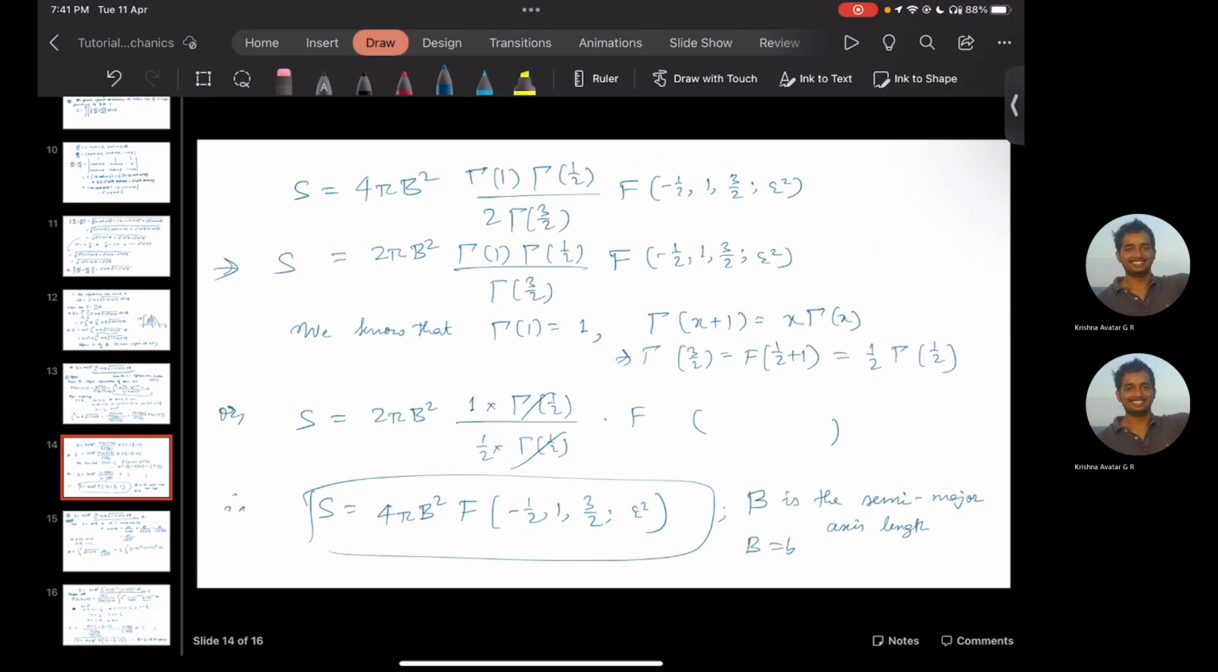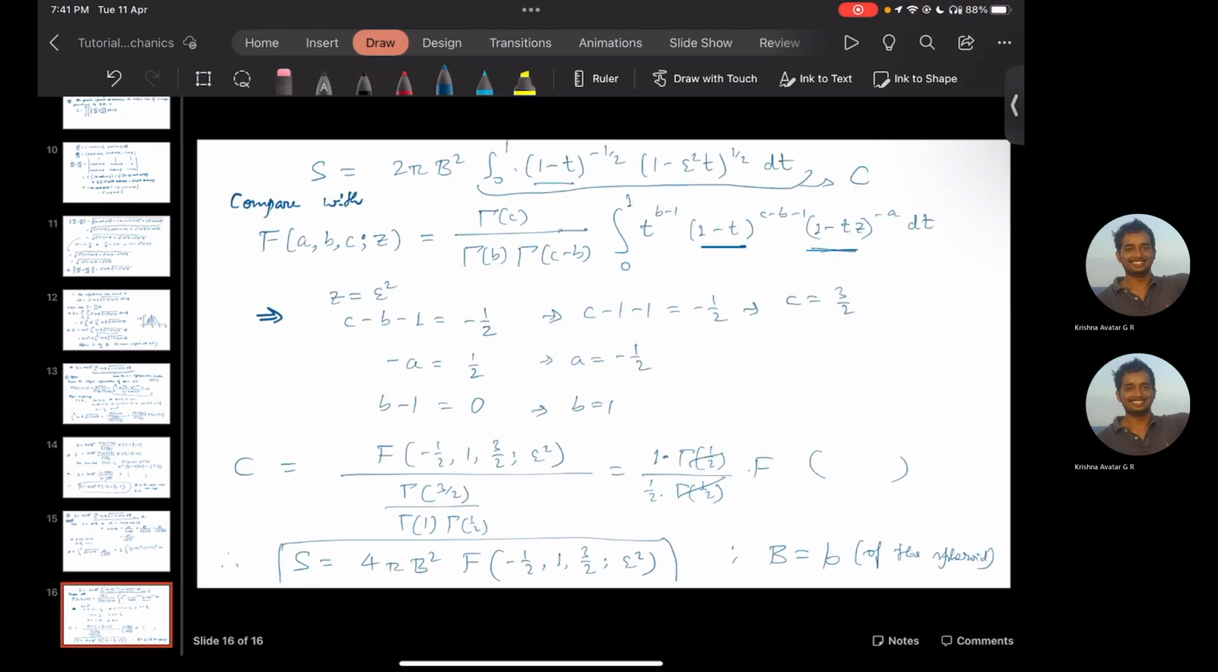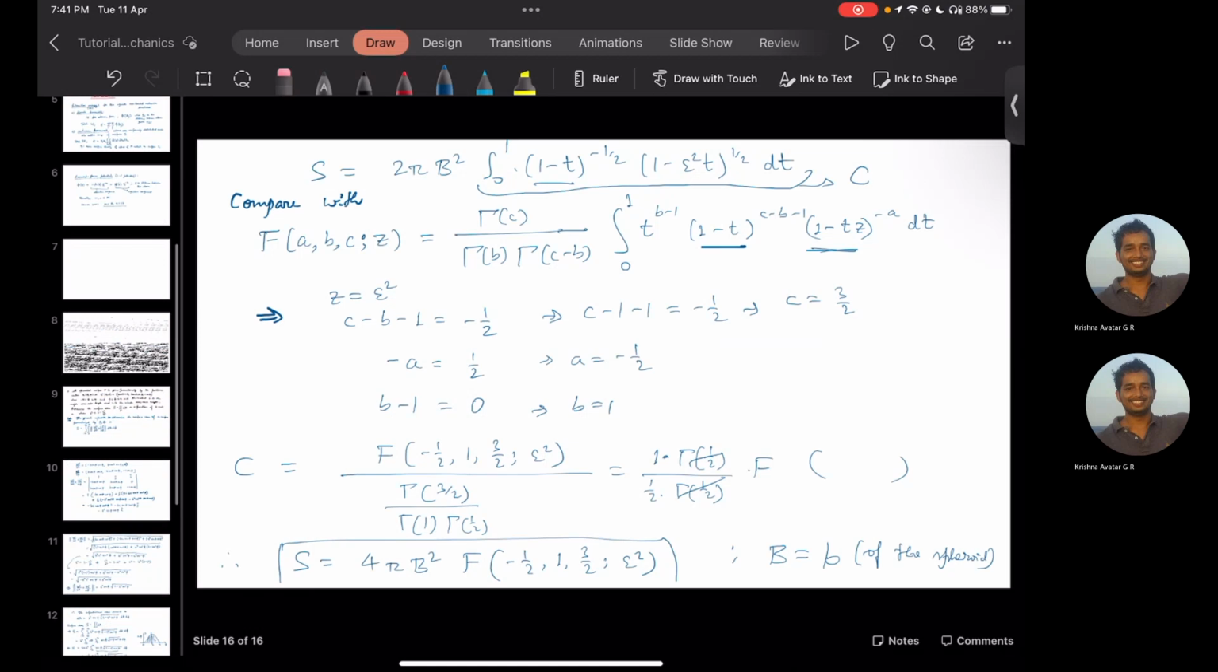And you see that the results are the same, 4 pi b square, and we have also the 4 pi b square, isn't it? Okay.